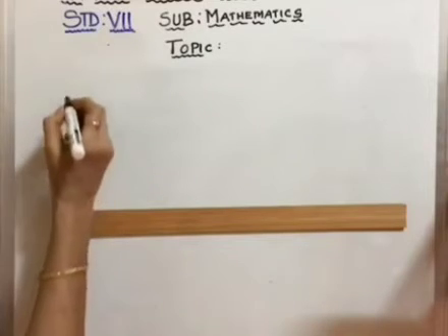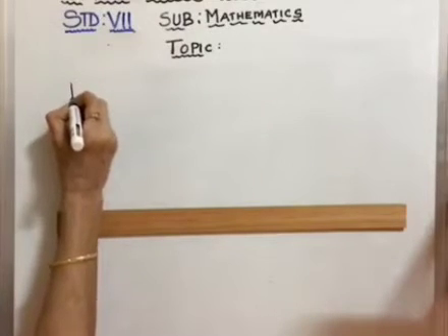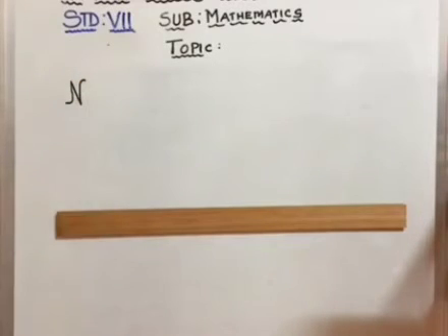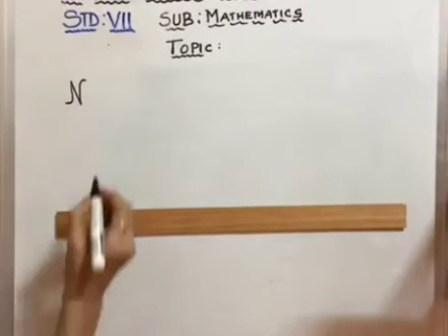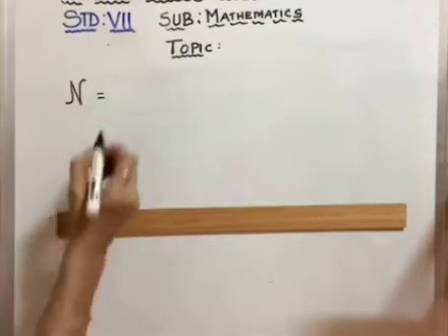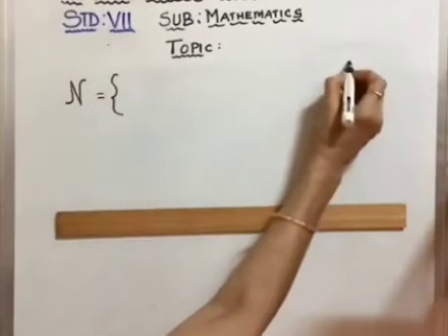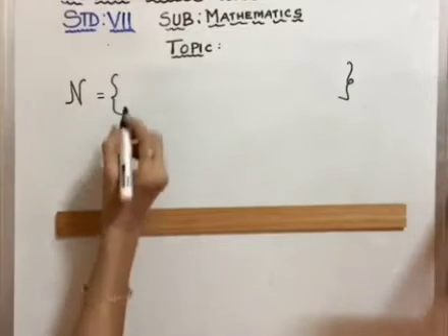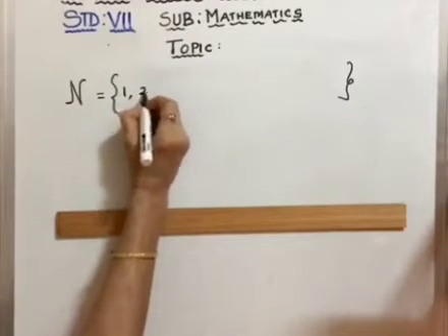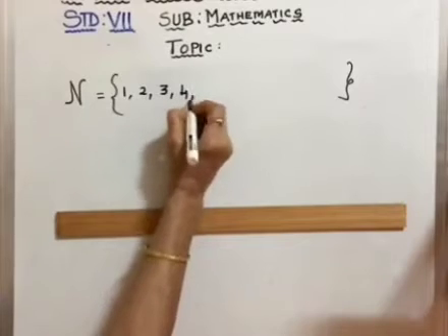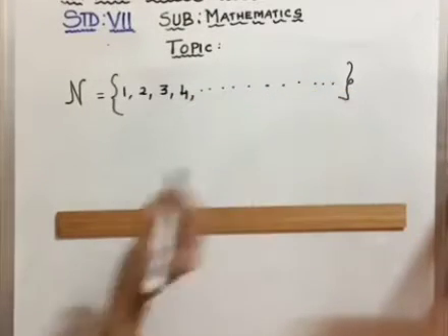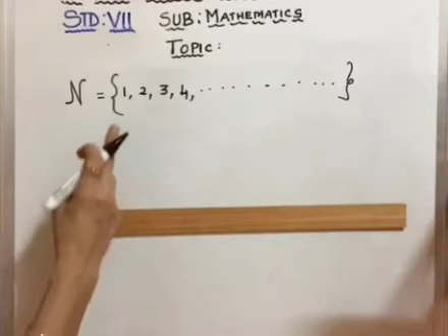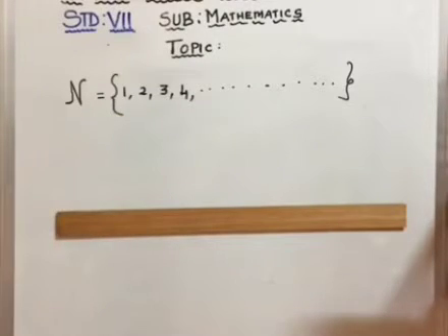If I write it in the form of a set, then I represent that set of natural numbers with capital N. And since I am calling it a set, I enclose it within flower brackets. You might have guessed already what the natural numbers are: 1, 2, 3, 4, etc. All these are natural numbers. So 1 is the smallest natural number.